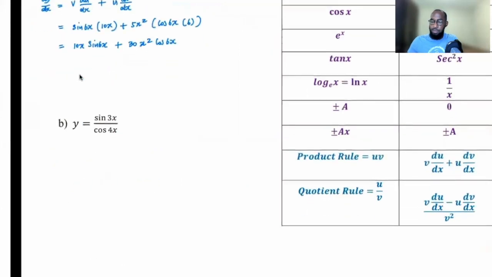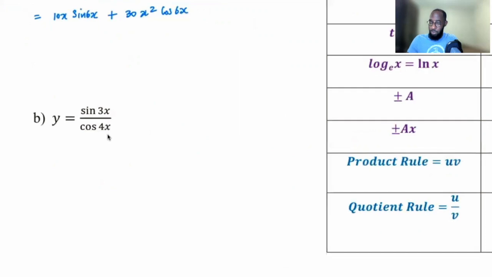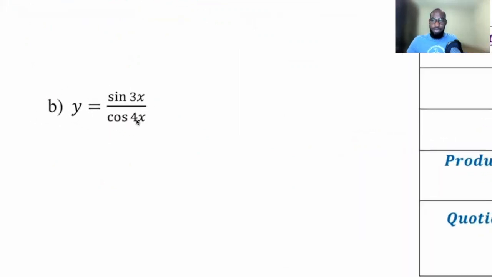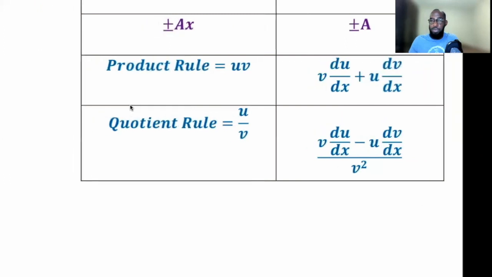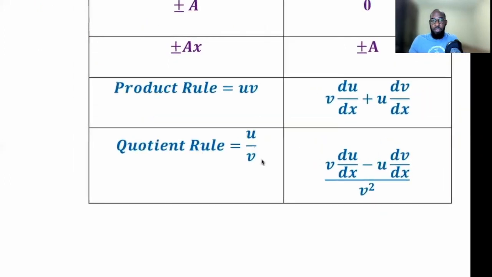So let's look at this one. Here we have sine 3x over cos 4x. Once you reduce it to make your life easier and you have one simple expression, like sine 2x or x cubed, you have to apply the quotient rule or the product rule. In this case, because it's in the divisor, you have to apply the quotient rule. So this is u divided by v. Remember, the quotient rule: when you differentiate u over v, you have v du dx minus u dv dx, over v squared.